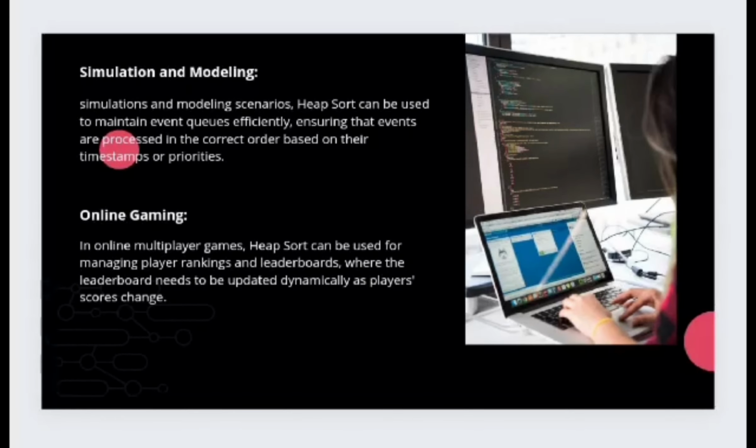Simulation and modeling. In simulations and modeling scenarios, heap sort can be used to maintain event queues efficiently, ensuring that events are processed in the correct order based on their timestamps or priorities. Online gaming. In online multiplayer games, heap sort can be used for managing player rankings and leaderboards, where the leaderboards need to be updated dynamically as player scores change.